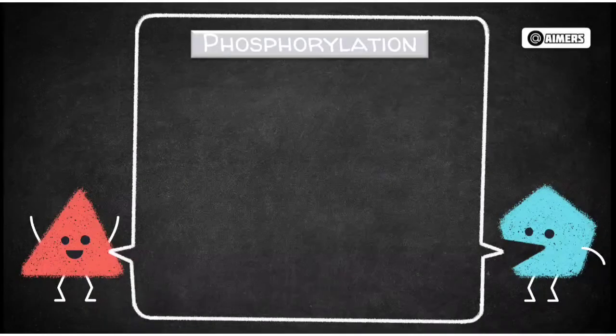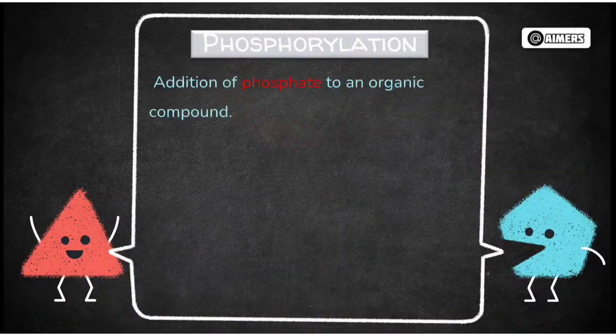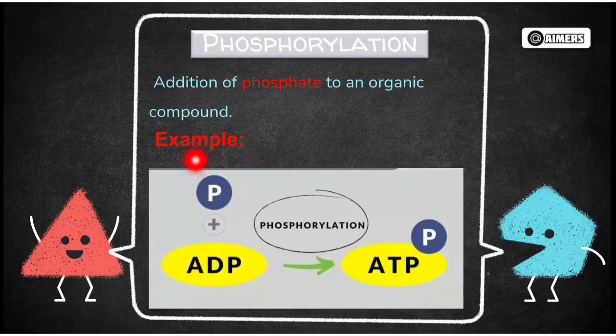Now, what is the meaning of phosphorylation? Wherever the word ends in lation, it means the addition. Like glycosylation means the addition of lipids or proteins to carbohydrates. So wherever the word is lation, it means that there is addition of something. Similarly, phosphorylation means the addition of a phosphate group to any organic compound. For example, when phosphate is added to ADP and forms ATP, this addition of phosphate to an organic compound, ADP, is called phosphorylation.